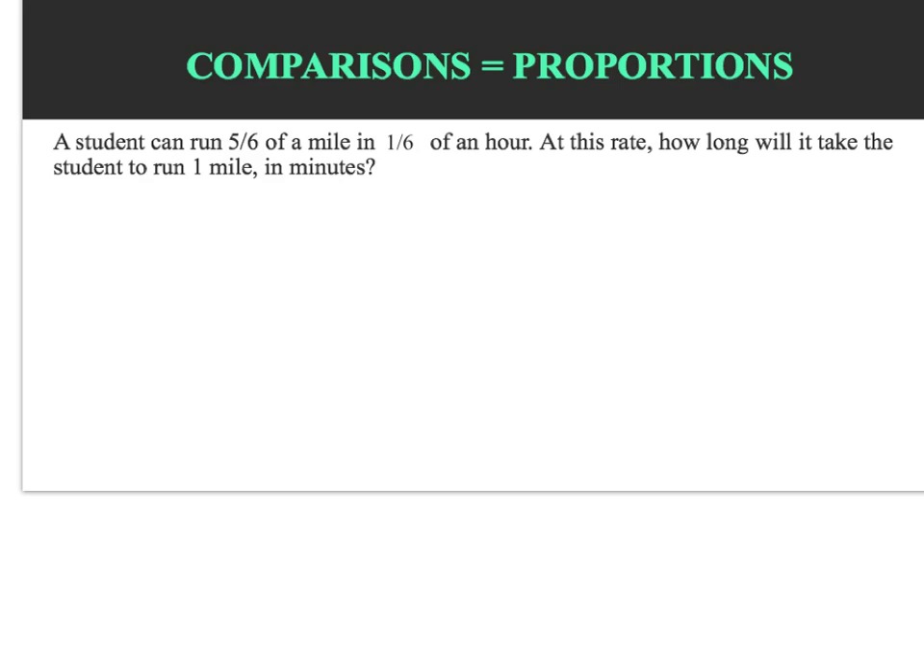All right, so when I look at the question, I see that it's asking me how long it will take the student to run 1 mile in minutes. So automatically, I see that I'm comparing the miles to the minutes. So I'm going to write that relationship in words. I'm comparing how far he's running and how long.